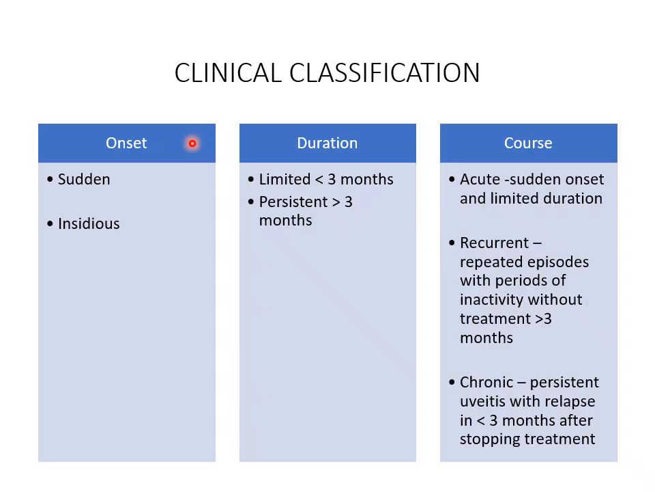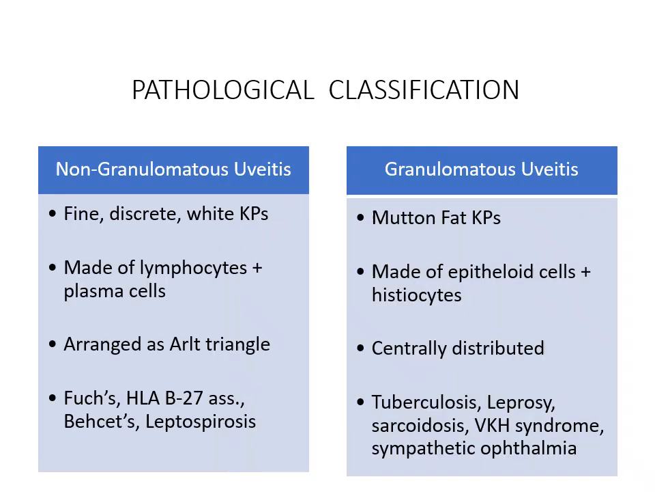Coming on to the clinical classification, now clinically any uveitis can be sudden or it can be insidious based on onset. Based on duration, it can be limited or persistent, and based on course, it can be acute, recurrent, and chronic. We will be talking about the acute, recurrent, and chronic uveitis, the definitions of these entities, when we talk about the specific uveitis.